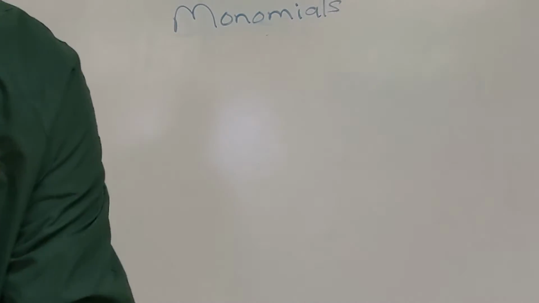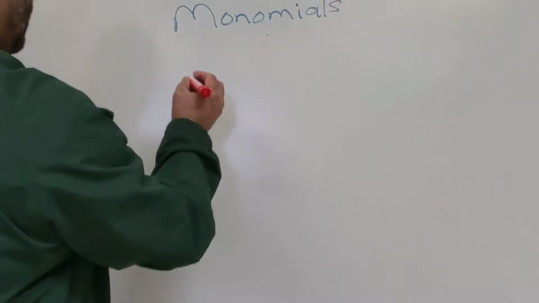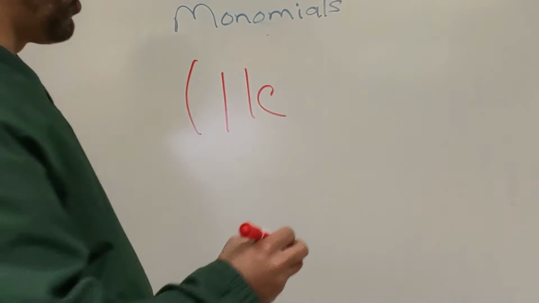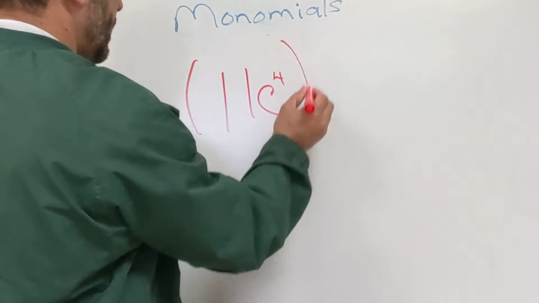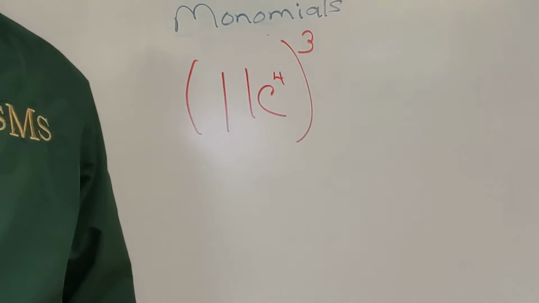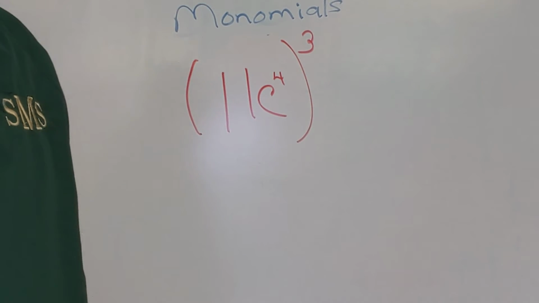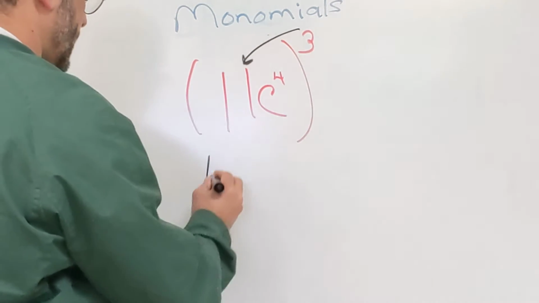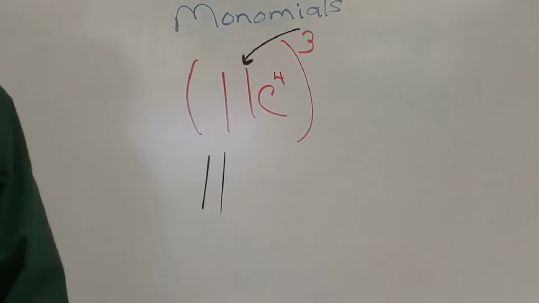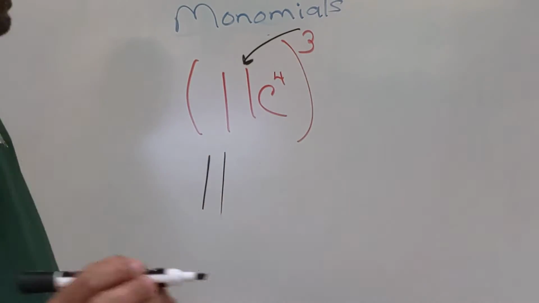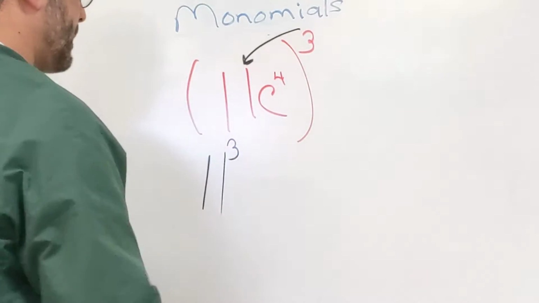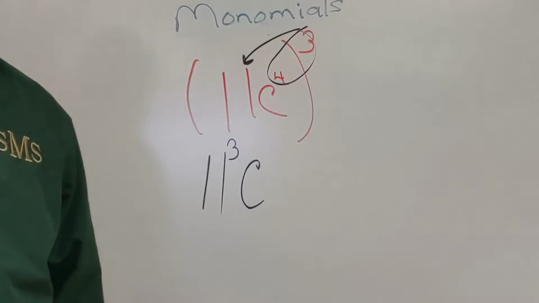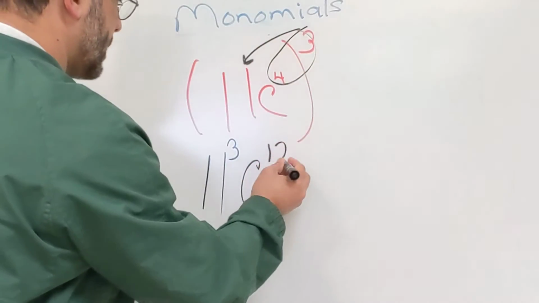All right, if I have the monomial 11c to the 4th raised to the 3rd power, I'm going to do the same thing. I'm going to keep the base and multiply my exponents. So since I have that invisible 1 up there with the 11, 1 times 3 is going to be 3, so that's going to be 11 to the 3rd. And then c, 3 times 4 is going to give me c to the 12th.